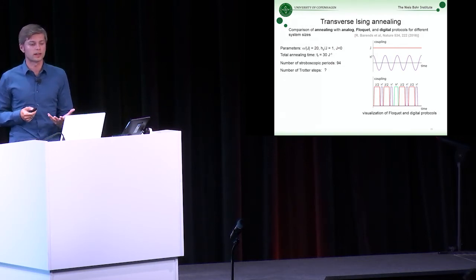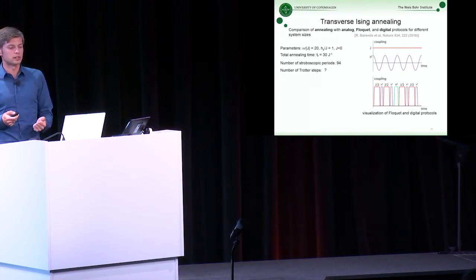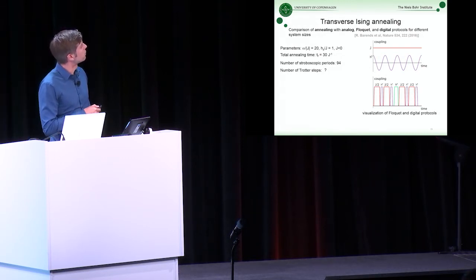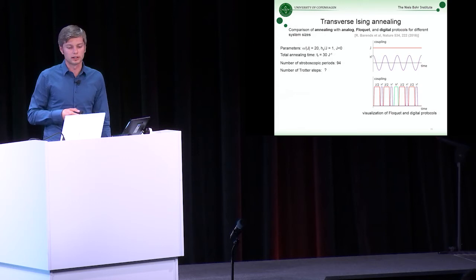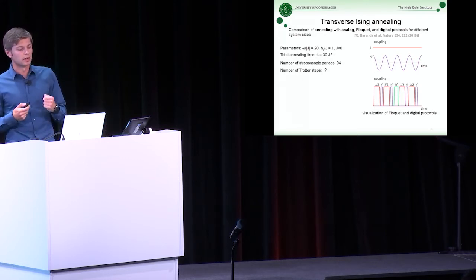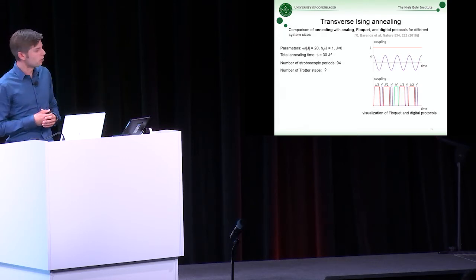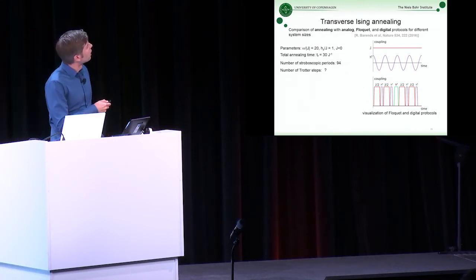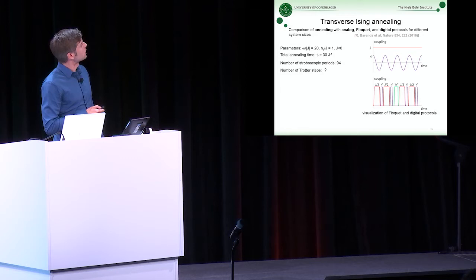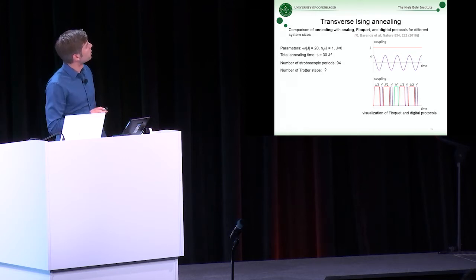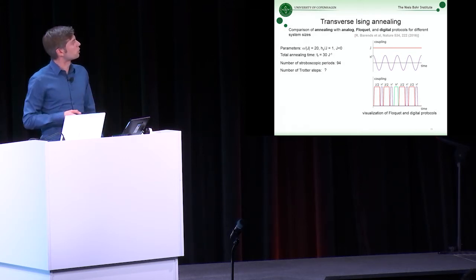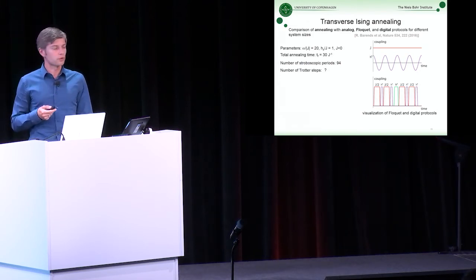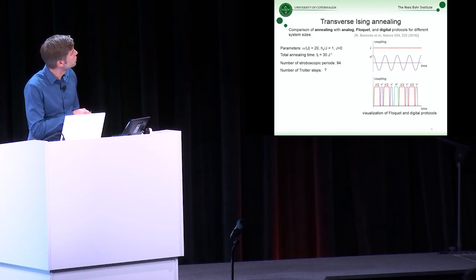Let me next quantify how well we can do annealing with this technique. For this, I will need to fix the frequency, fix the coupling, and also set the total annealing time to some larger value. And there will be a question of, if I have the number of stroboscopic periods fixed, what should I put for Trotter steps? This can be understood from the following picture.